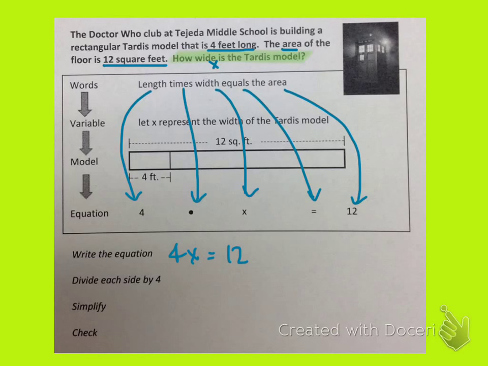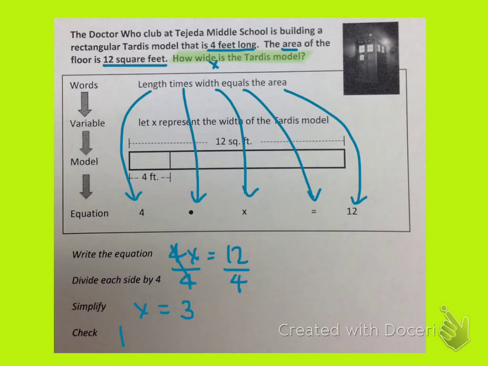To solve, we're going to divide each side by 4 because I want to get that x by itself. So if I do 4 times x divided by 4, then I'll just get x. So that's x equals 12 divided by 4. So I can simplify. 12 over 4 is 12 divided by 4, and that is 3. So right now, I think that x equals 3.